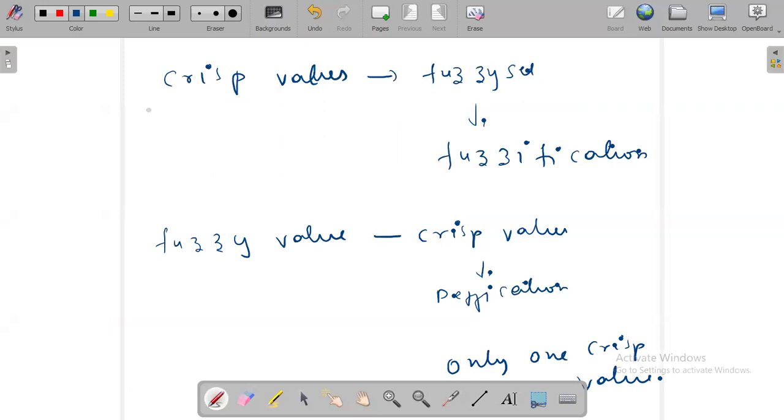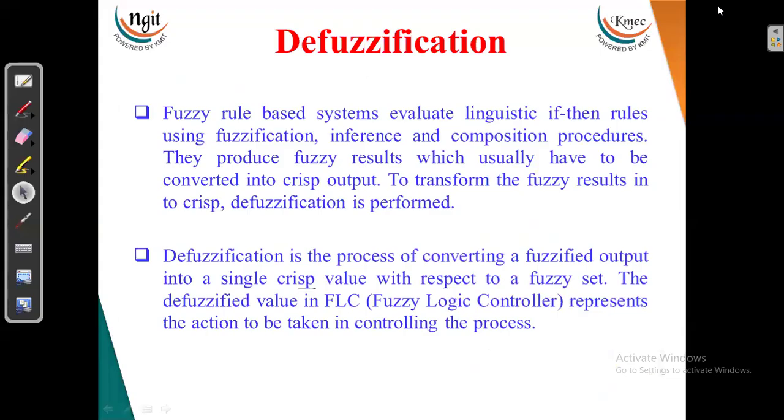If you see here, we take the crisp values and convert them into the fuzzy set, and this is called fuzzification. If I take the fuzzy value and convert it into a crisp value, this is called defuzzification. The only thing we have to remember here is that only one crisp value is generated out of the complete fuzzy set. So conversion of a fuzzy set to a crisp value is called defuzzification. Done? Now we'll start.